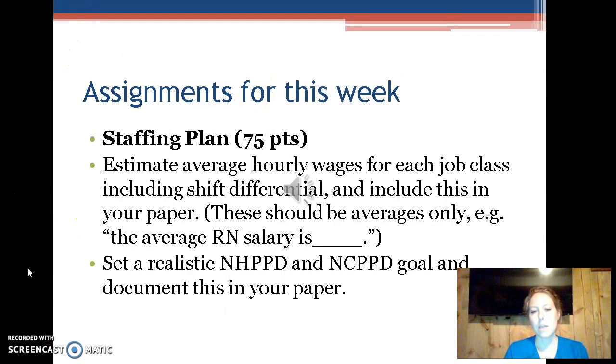We're going to estimate average hourly wages for each job class, including the shift differential, and you're going to include that in your paper. Should be averages only, and you'll see there's an example right there, such as the average RN salary is blank. Set a realistic NHPPD and NCPPD goal and document this in your paper.